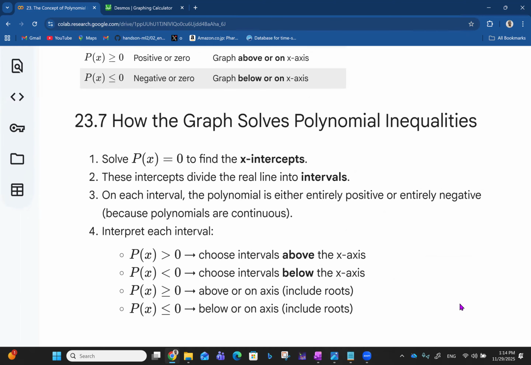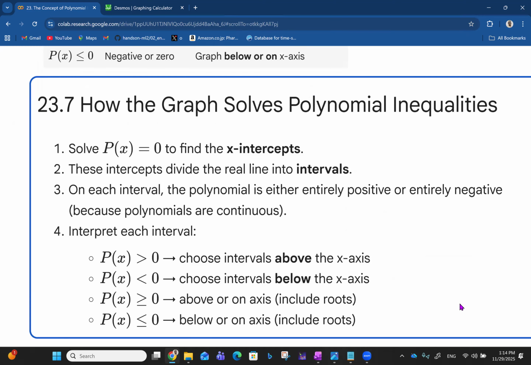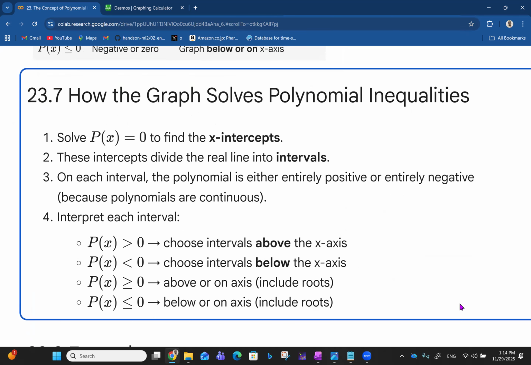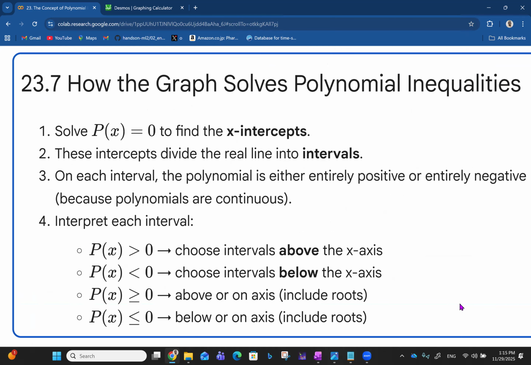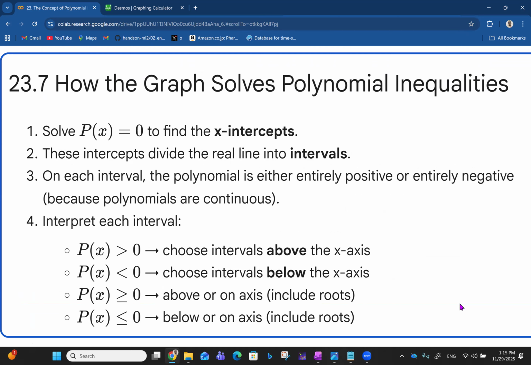And then that takes us to how the graph solves polynomial inequalities. To solve polynomial inequalities, we solve P of x equals 0 normally to find the x-intercepts. Once you find the intercepts, these intercepts divide the real line into intervals. On each interval, the polynomial is either entirely positive or entirely negative because polynomials are continuous.